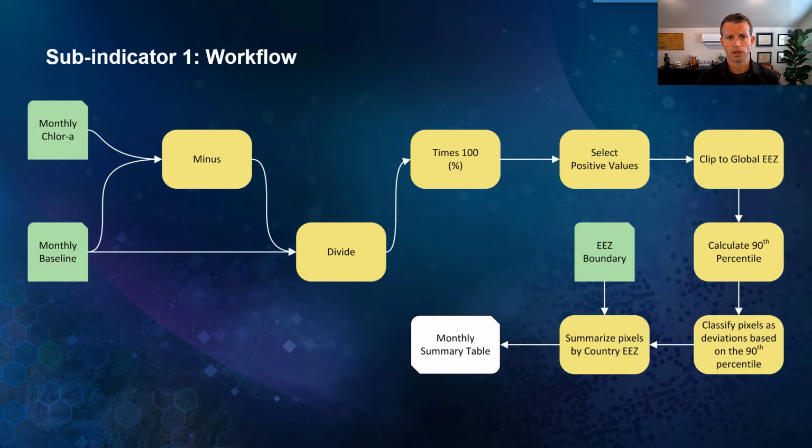At that point, we would look at all the pixel values and determine what the 90th percentile cutoff value is, and then we would classify those pixels that are above that 90th percentile as a deviation. We would then summarize it by each country's exclusive economic zone and produce a monthly summary table.